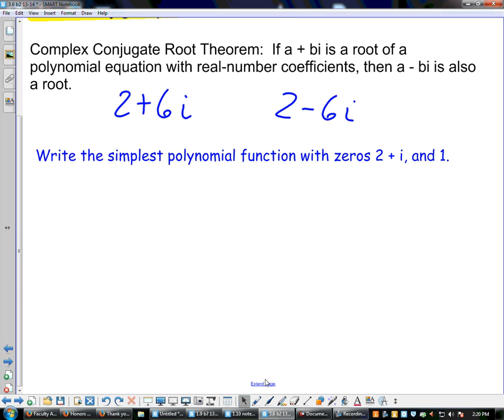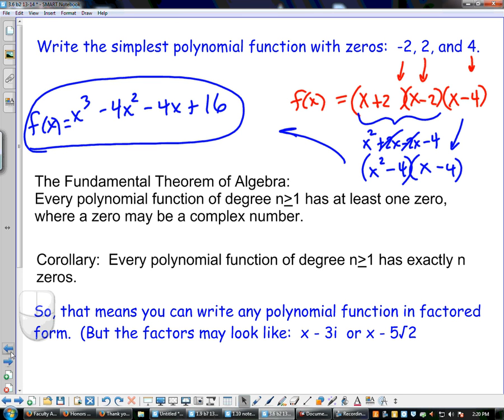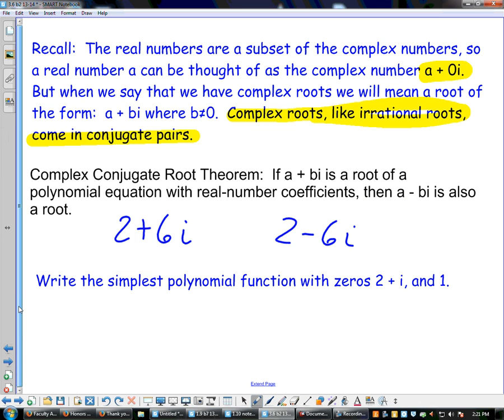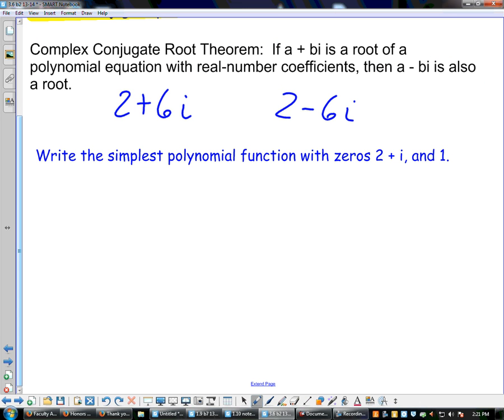Well, just like the example that we did here, you're given the zeros, so the first thing you want to do is write the factors. All right, so in this example, if one of the zeros is 2 plus i, then we want x minus the quantity 2 plus i to be a factor. All right, and if 1 is a 0, then we need x minus 1 as a factor. But wait, what does that complex conjugate root theorem say?